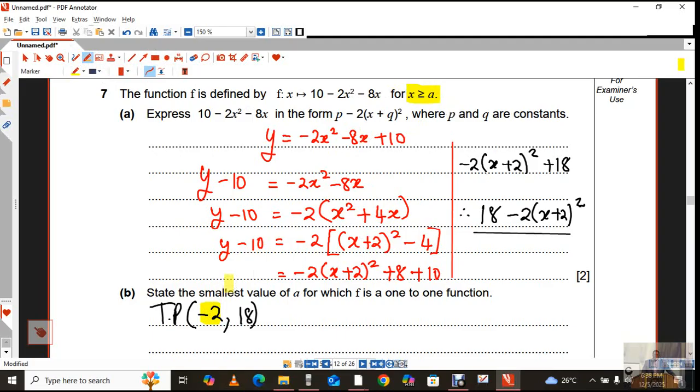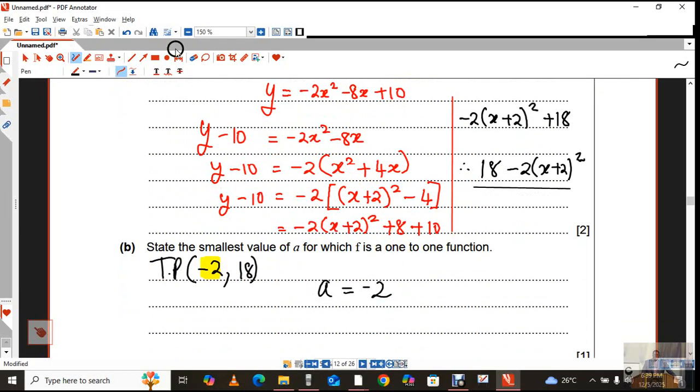The place of the A, that's what you're going to get. Okay? So that implies they are saying state the smallest value of A. So A will be equal to negative 2 because it's greater than or equal to. So the smallest value is negative 2. And that's the solution here. Very important. There's nothing to be afraid of there.